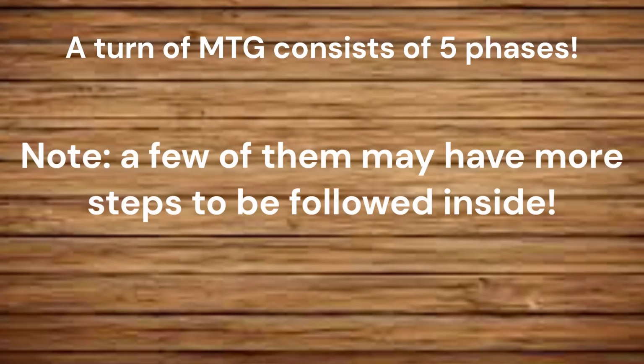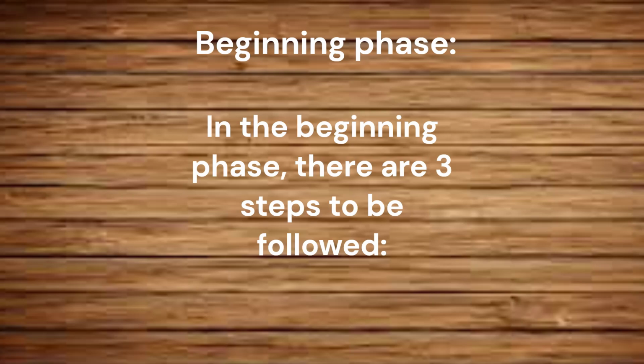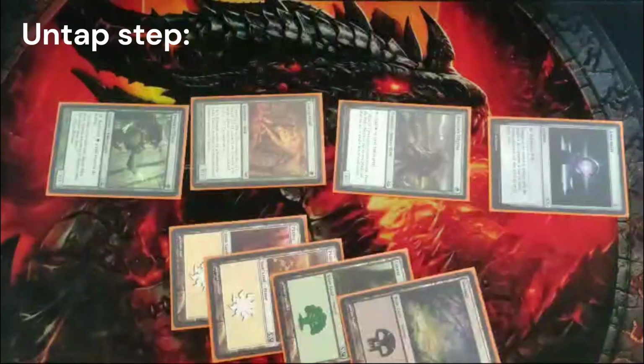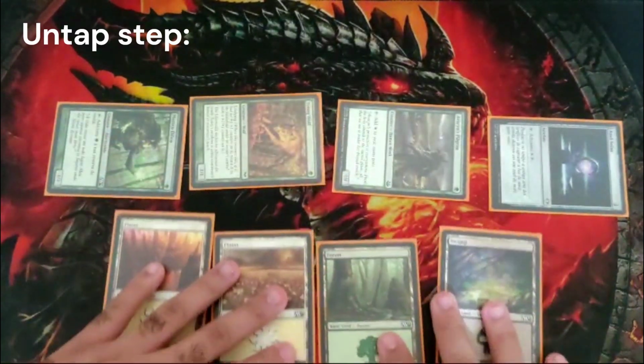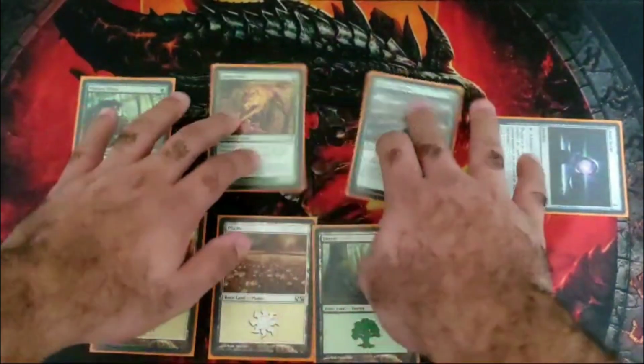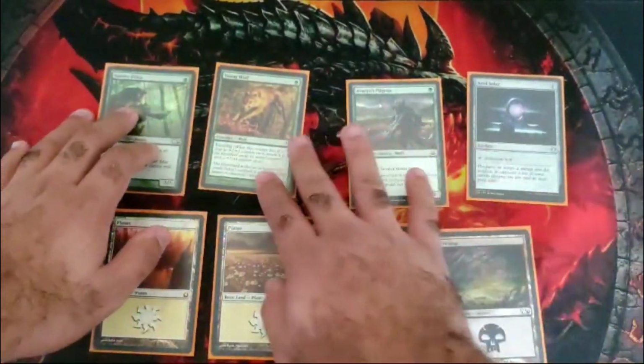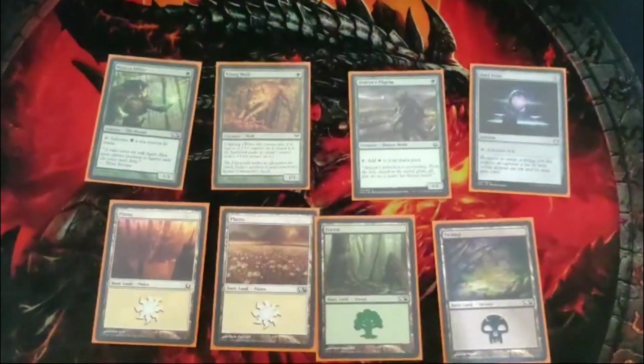Note, a few of them may have more steps to be followed inside. Beginning phase. In the beginning phase, there are 3 steps to be followed. Untap step. In this step, you'll untap every card that is tapped on your field and in play. For example, your lands, creatures, artifacts, and so on.